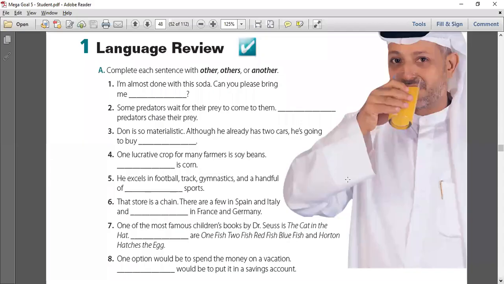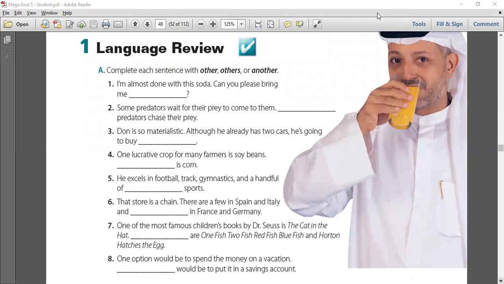Okay, page 48. Okay, now let's start with the first one, which is complete each sentence with other, others, and another. Now let me write here.